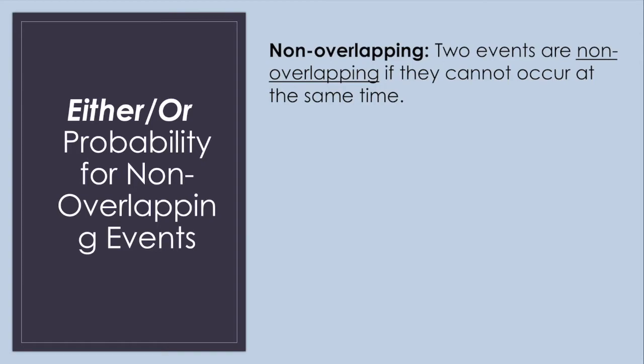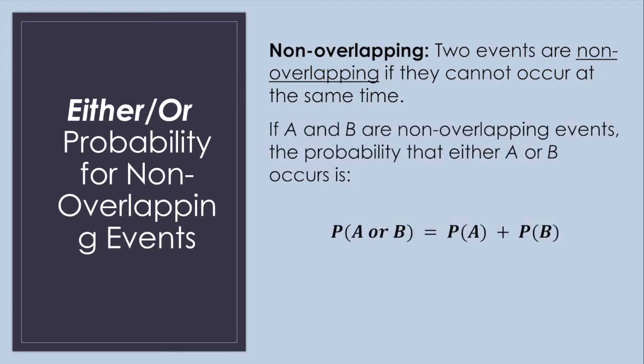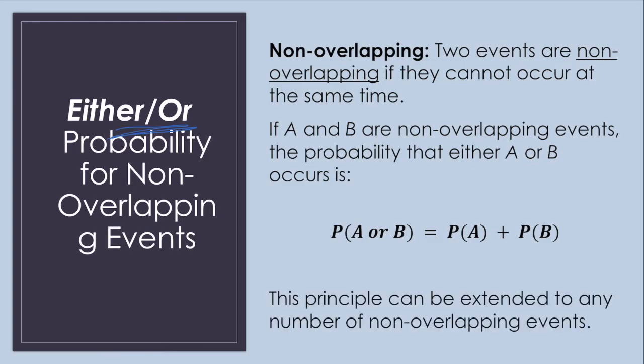So when two events are non-overlapping, they cannot occur at the same time, right? I can't flip a heads and a tails at the same time. So if A and B are non-overlapping events and it's an either-or probability, then I just add the probabilities they occur. So the probability of A or B equals the probability of A plus the probability of B. And again, this can be extended to any number of non-overlapping events.